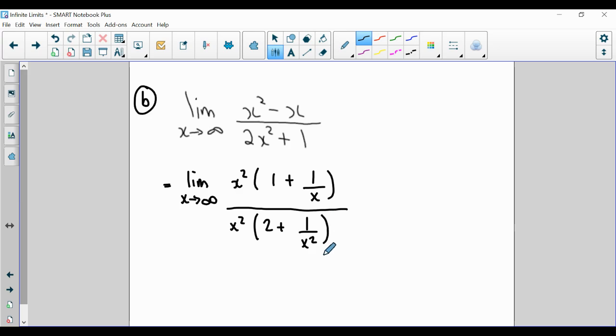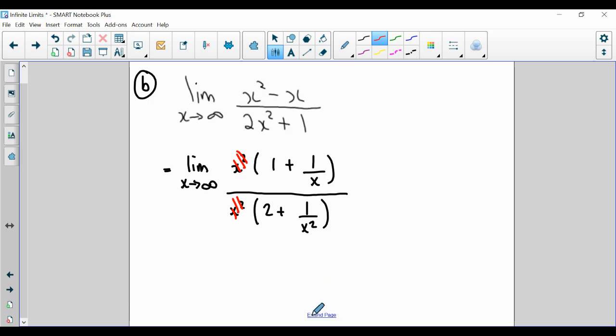Now you may be wondering, why the heck are you doing this? Well, first off, these x squared terms I can cancel, because it's the factor in the numerator and denominator that are the same. So x squared over x squared is equal to 1, and I can get rid of it. So what do I have left? I have the limit as x approaches infinity of 1 plus 1 over x, all over 2 plus 1 over x squared.